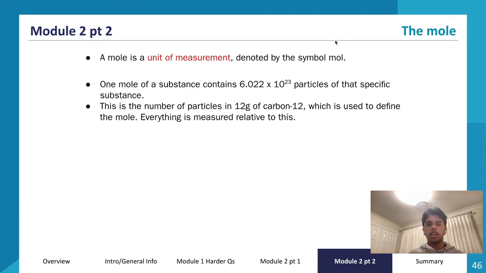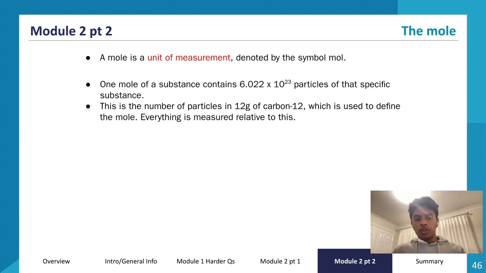The important thing to know here is moles don't dictate density or concentration. If I say I have 15 moles of sodium, that doesn't mean what I have is concentrated. It could be very dilute because these 15 moles could be spread across the entire universe, so it could be very dense or less dense. We don't know that yet. We'll learn about concentration later, but moles strictly indicates the number of particles that we have of that substance. A single mole is the number of particles in 12 grams of carbon-12, which is used to define the mole, and everything is measured relative to this. And that's how the concept of the mole was born.